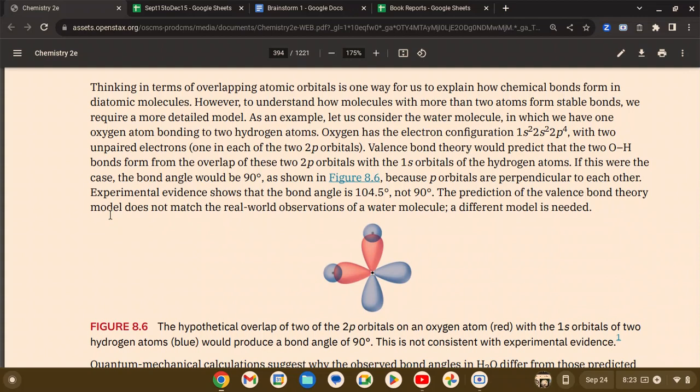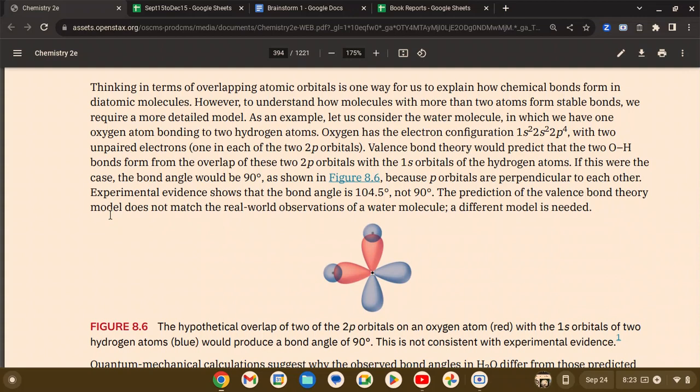As an example, let us consider the water molecule, in which we have one oxygen atom bonding to two hydrogen atoms. Oxygen has a valence configuration 1s2, 2s2, 2p4, with two unpaired electrons, one in each of the two p orbitals. Valence bond theory would predict that two hydroxide or OH bonds form from the overlap of these two p orbitals with the 1s orbital of the hydrogen atoms.